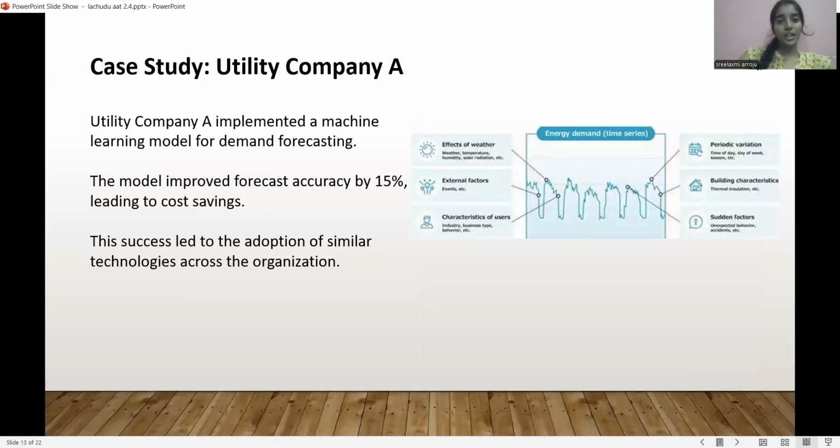Case study. A utility company implemented a machine learning model for demand forecasting. The model improved forecast accuracy by 15%, leading to cost savings. This success led to the adoption of similar technologies across the organization.